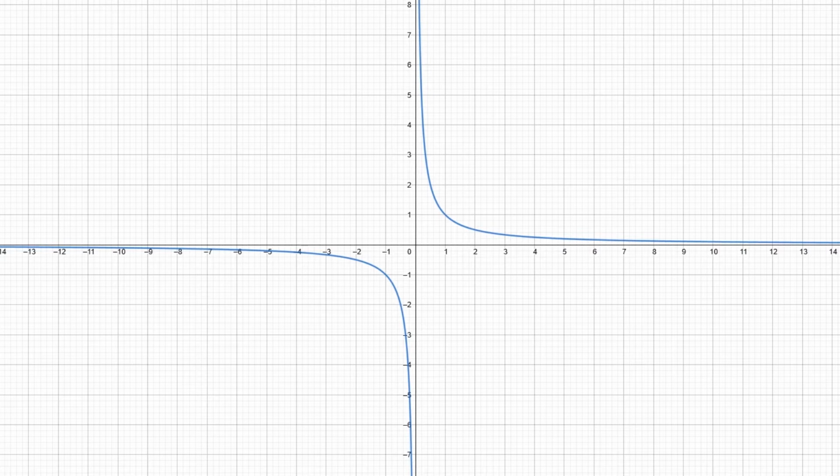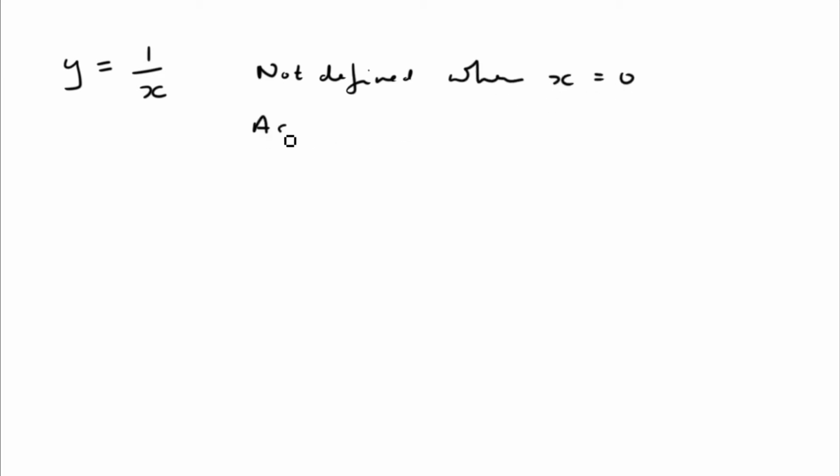Similarly, if x gets closer and closer to 0, either approaching 0 from the positive or negative direction, the value of y gets larger and larger, so the curve approaches the y-axis. But once again it will never touch the y-axis, so the y-axis is also an asymptote of this curve. So let's consider these properties of y is 1 over x. Firstly, it is not defined when x is 0. It has asymptotes of x equals 0, the y-axis, and y equals 0, the x-axis.